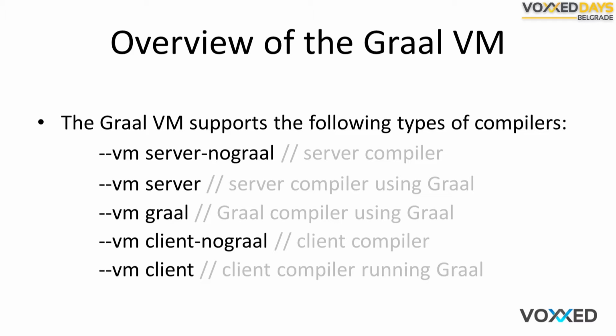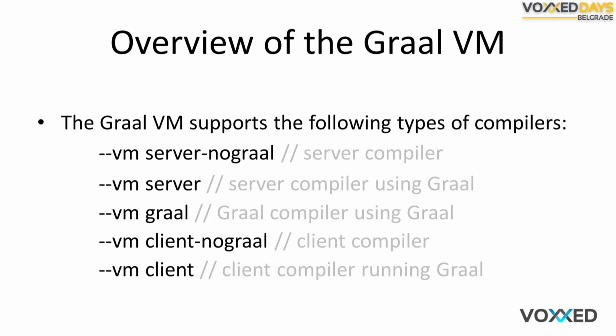The other option is the VM server, which uses the JVM server compiler. However, at some points in time, the Graal VM may decide to use the Graal compiler to optimize some of the calls. And this is this option. The third one is the Graal option.